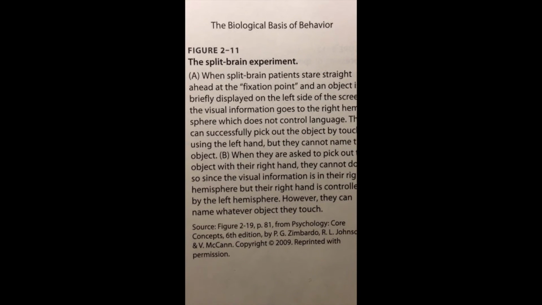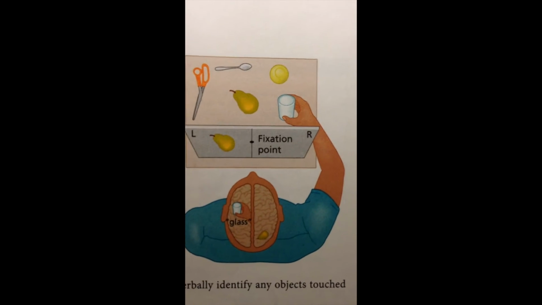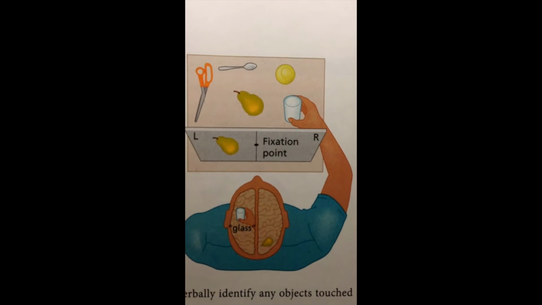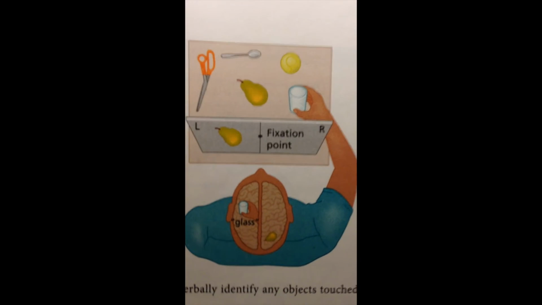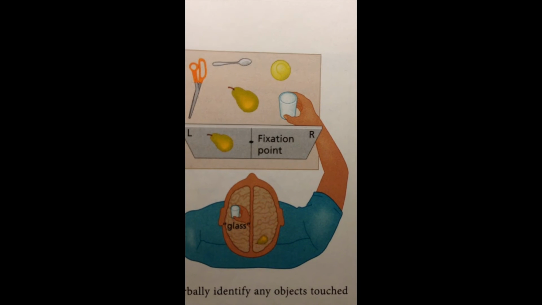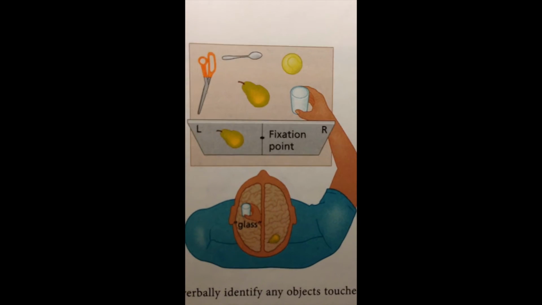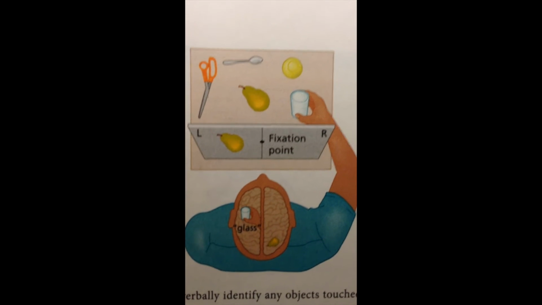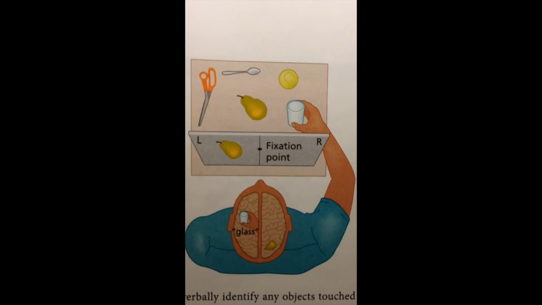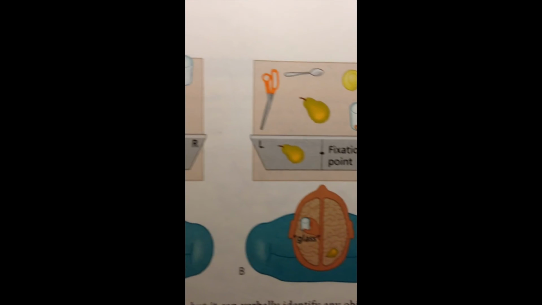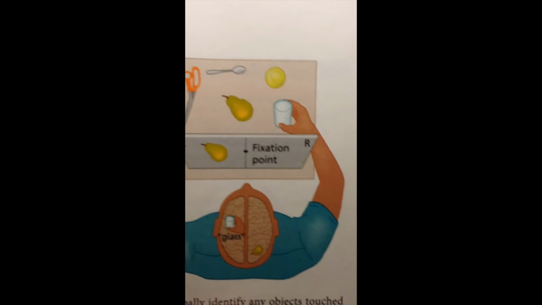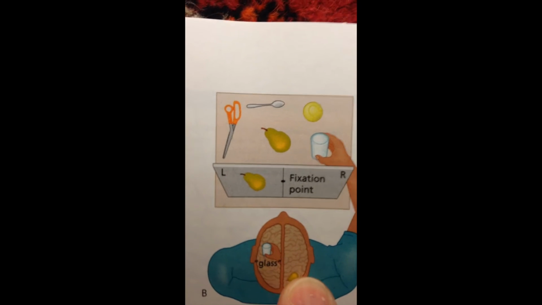This is figure 2.11. And you notice that it has a picture of a patient looking at a fixation point, the dot in the center, while something is flashed. In this case, pair is flashed to the left visual field. And the subject would see pair in the right hemisphere. You can see that back here in the diagram on the right hemisphere side.